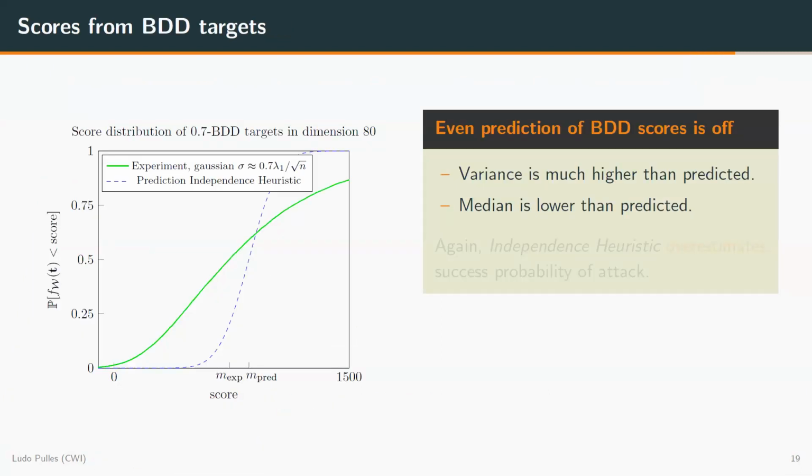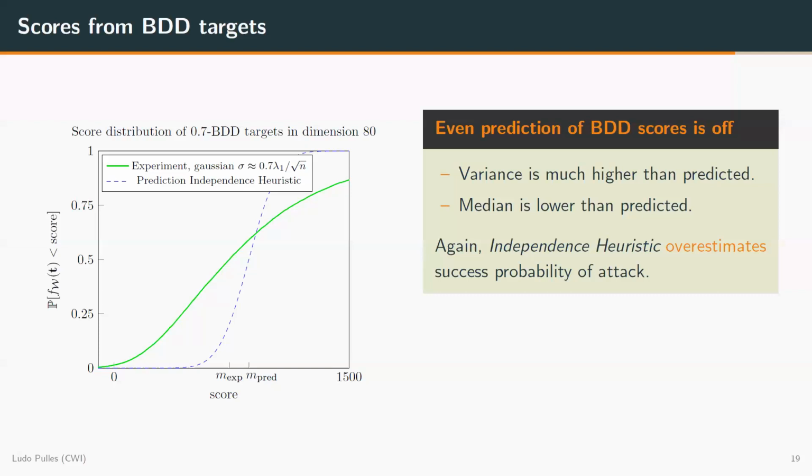And just to add, we also analyzed the BDD distribution. Here we saw that the prediction is quite far away from the experimental values. In particular, the variance of the score was much higher, but also the median, so the point where the probability is a half of having a score below some value, was also smaller than predicted. What this means is that the score for the right guess is much more likely to be smaller than what was predicted. So it's a double effect.